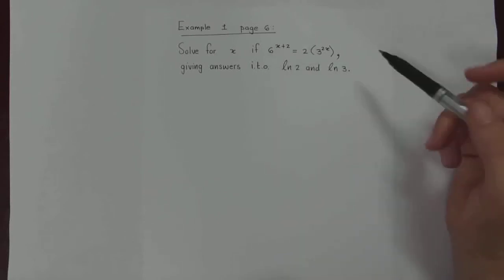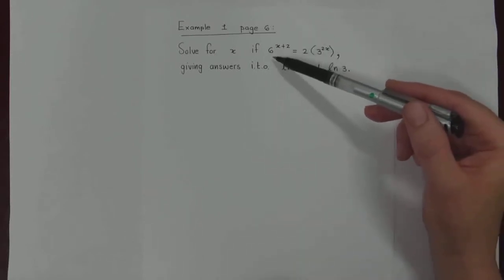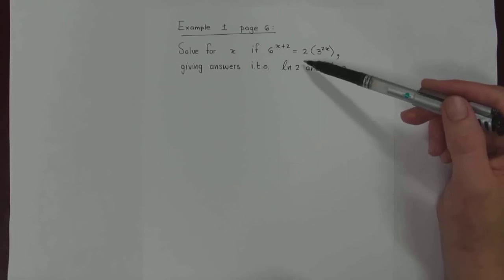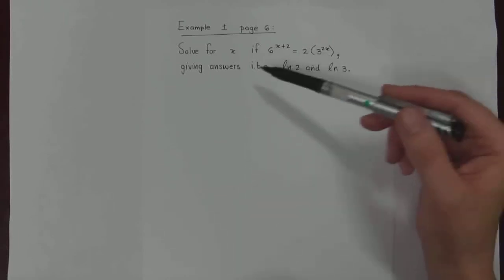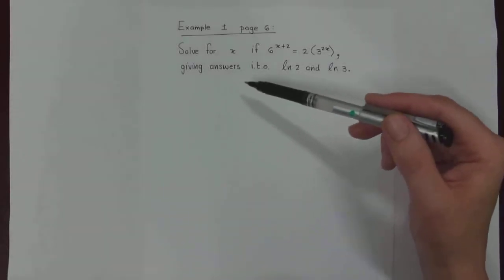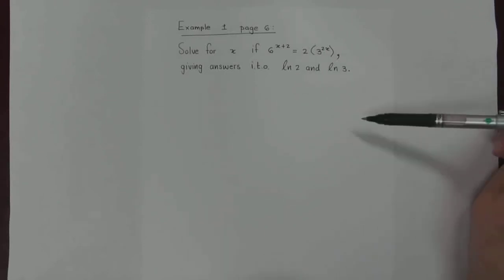And as you can see it says, solve for x if 6 to the power of x plus 2 is equal to 2 times 3 to the power of 2x, and they ask specifically that you should give your answers in terms of ln 2 and ln 3.